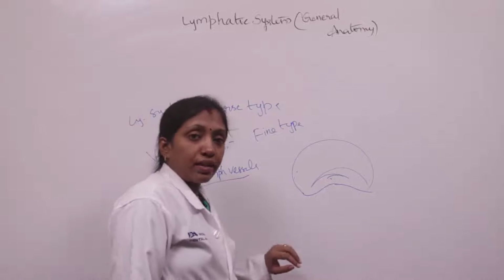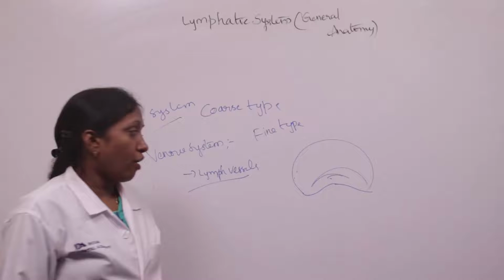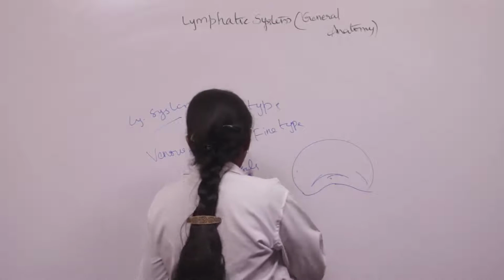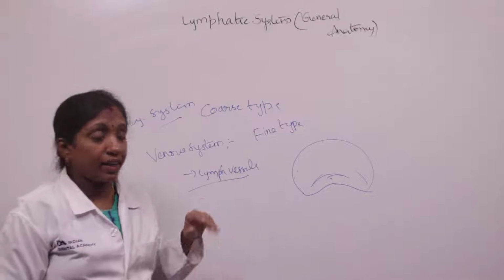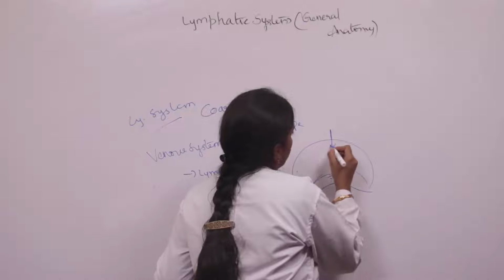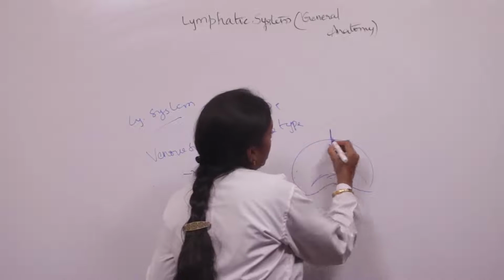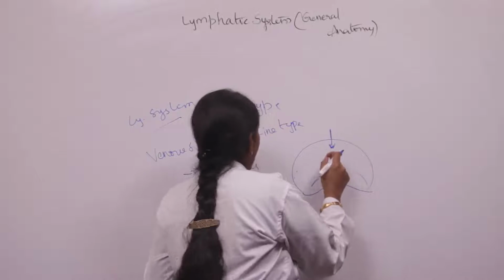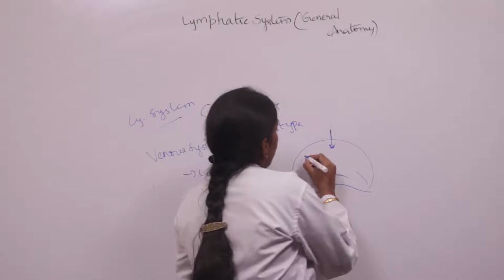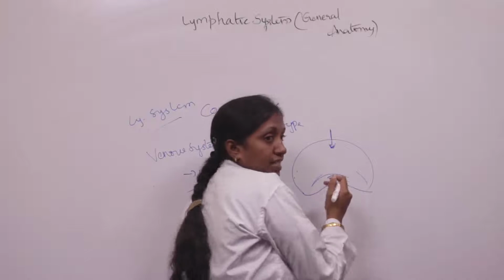So the lymph nodes are bean-shaped nodes. They are peripheral lymphoid organs. A lymph node consists of an outer cortex and an inner medulla. Here the afferent lymph vessels open into the subcapsular sinus. The lymph node is covered by a capsule, and the afferent lymph vessels open into the subcapsular sinus.